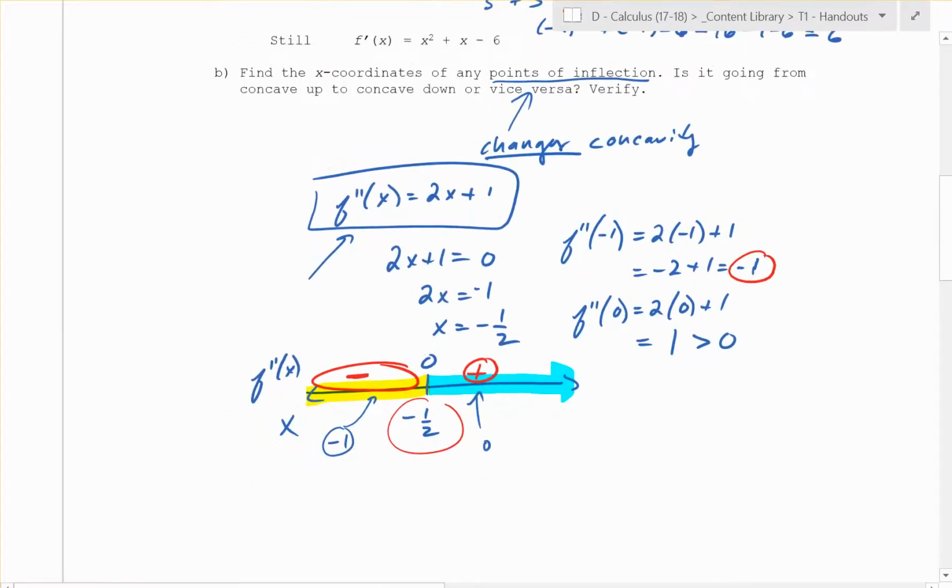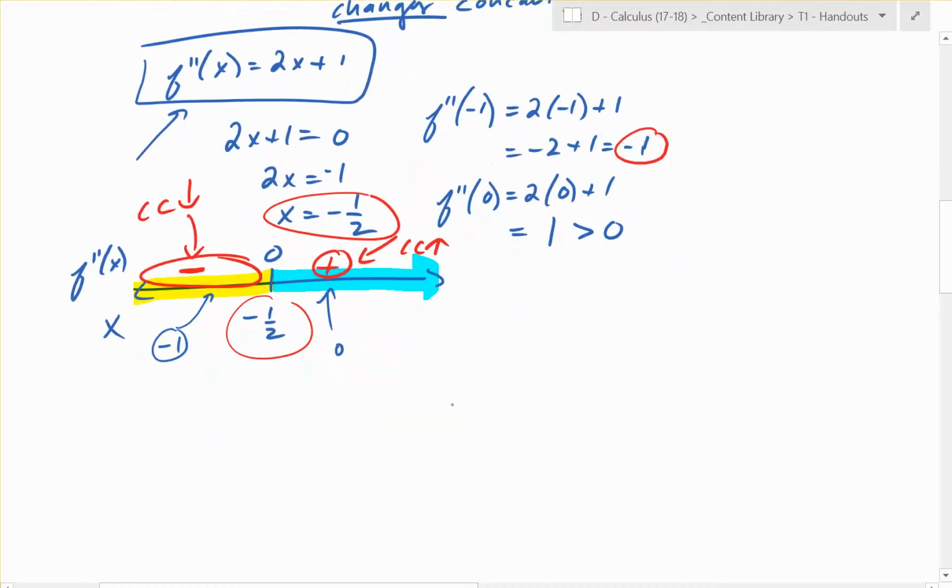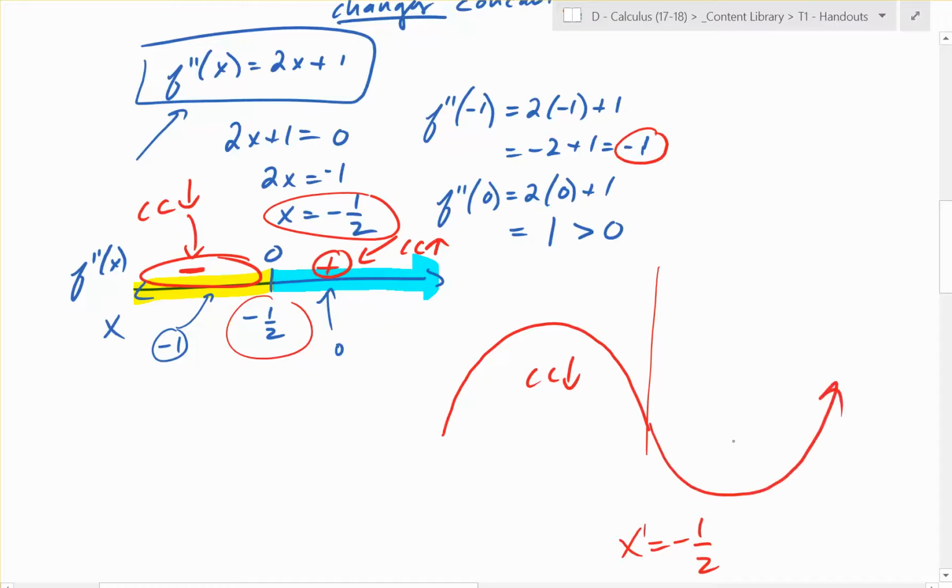So what does this tell us? This tells us that the second derivative changes from negative to positive around x equals negative 1/2. And remember, negative second derivative means concave down, and positive second derivative means concave up. Overall, from here to where x is negative 1/2, it's going to be concave down, and then when it crosses negative 1/2, it's going to be concave up. That's what it's telling you. And we know that the maximum occurs at x equals negative 3, and the minimum occurs at x equals 2. So this matches what we've done before.